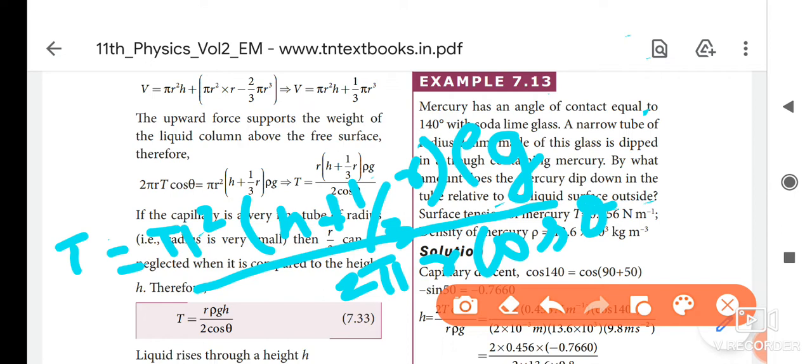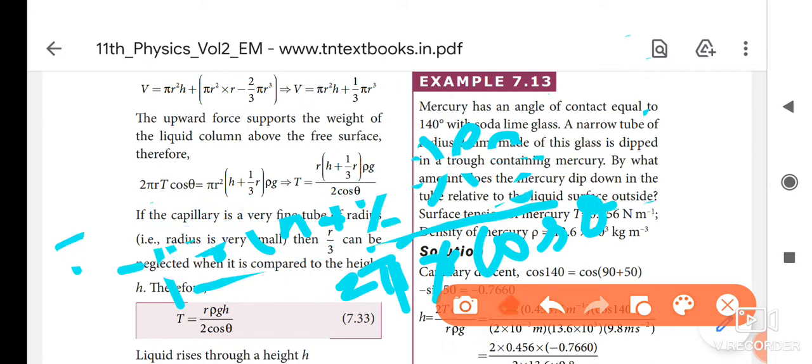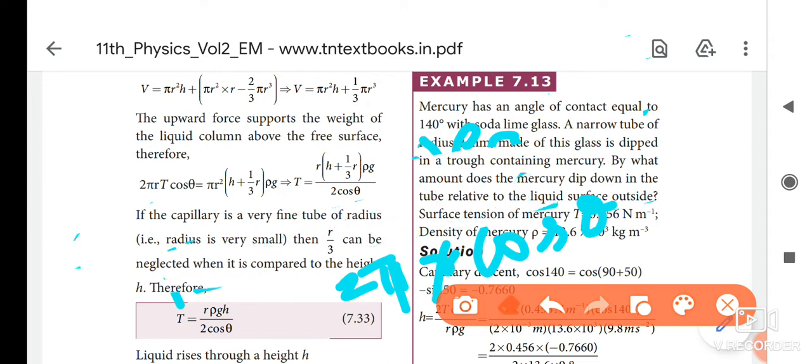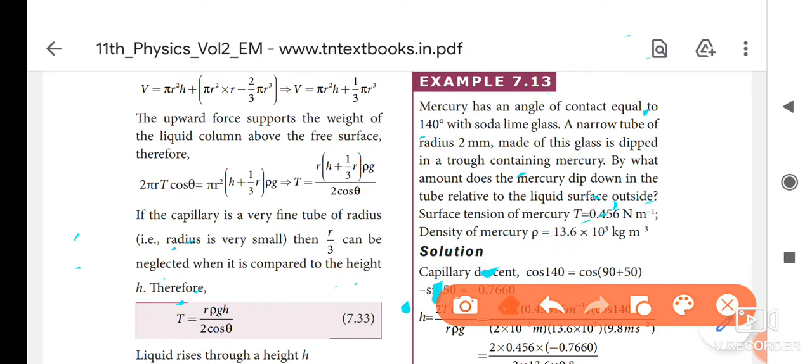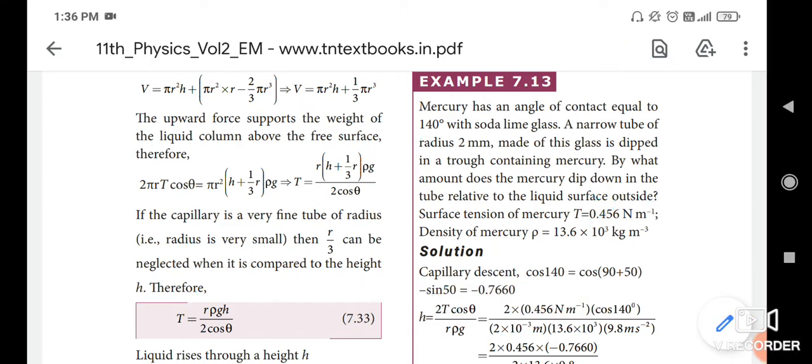Here we have to cancel this. Pi cancels, then this r, one r will be cancelled. Then what is the remaining thing? T is equal to, here one r is there, so r into h plus 1 by 3 r into rho g upon 2 cos theta. Have you all understood? So this is the tension value. T is equal to r into h plus 1 by 3 r into rho g upon 2 cos theta. This is the surface tension value.